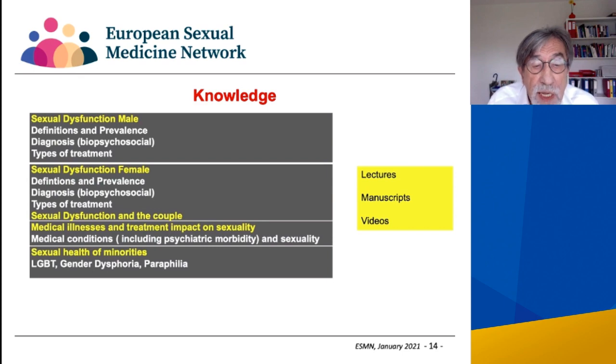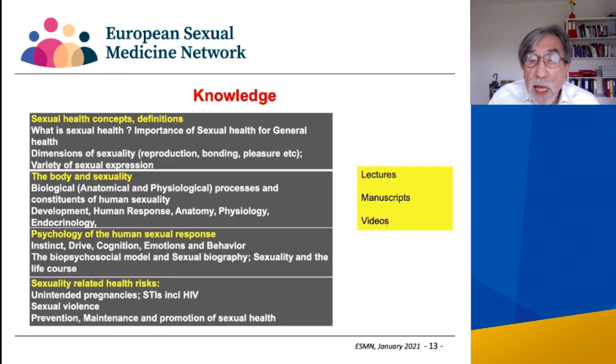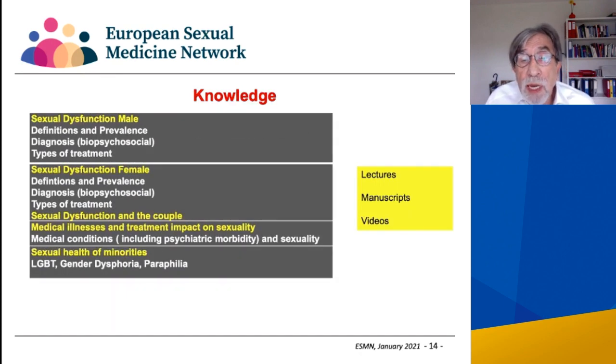Then medical illnesses and treatment impact on sexuality, to look at the different medical conditions from cancer, cardiovascular disease, psychiatric disease, and the impact of these medical conditions and their treatment on sexuality. And finally, the topic on sexual health of what you would call minorities, LGBT, gender dysphoria, paraphilia. And all these different aspects of knowledge would be put together as lectures, which we are producing.